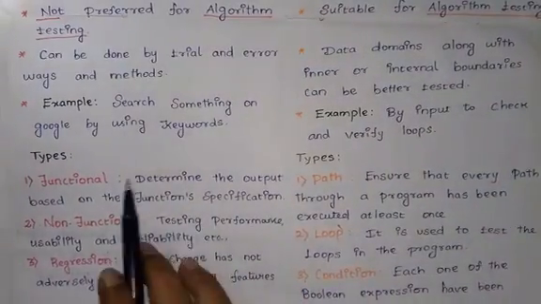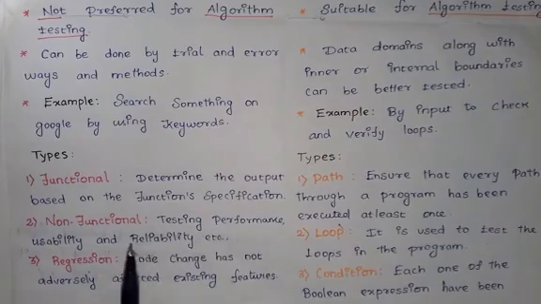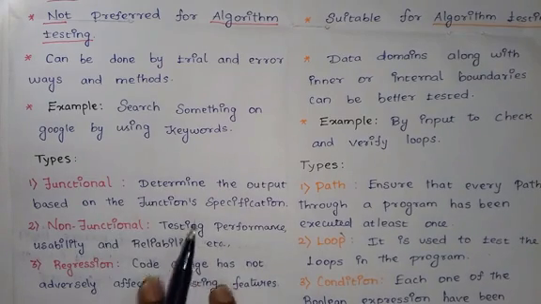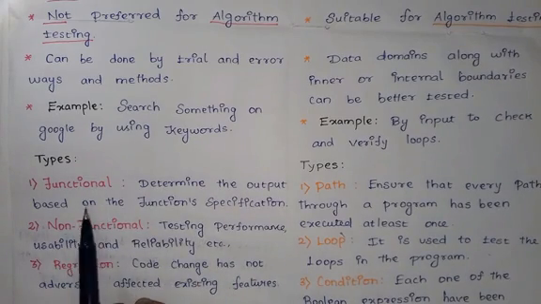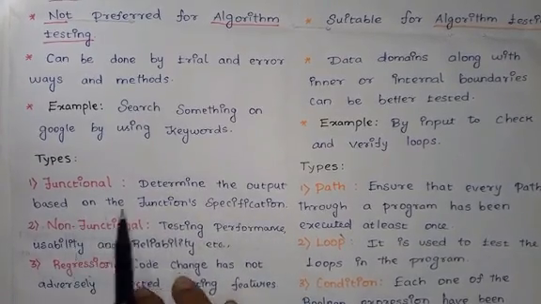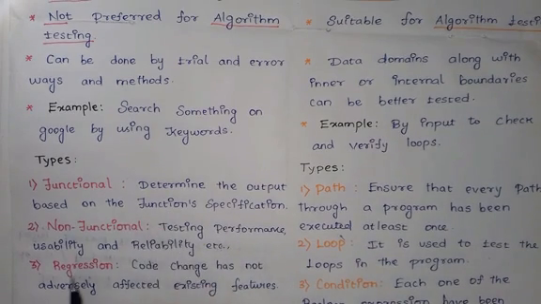So now we are going to see the types in black box and white box testing. There are 3 types in both the testing. The first in black box testing is functional. It determines the output based on the functional specification. That is, the system is tested against the functional requirements. For example, user interface, APIs, database security, or client or server communications.